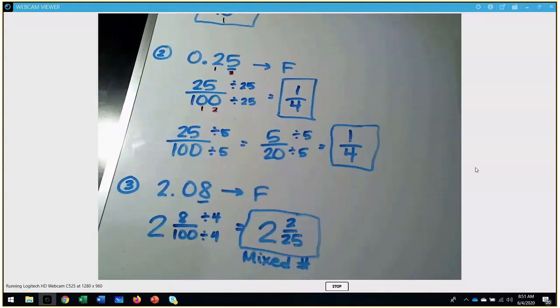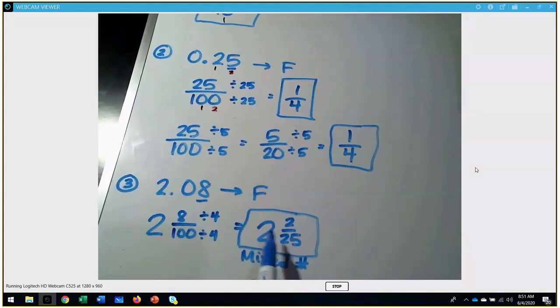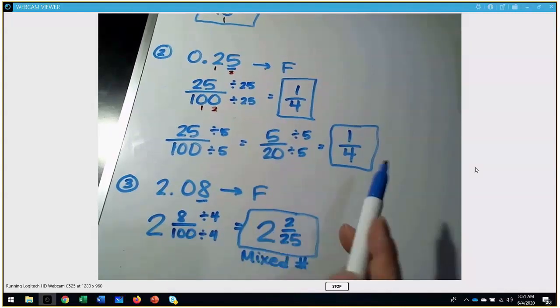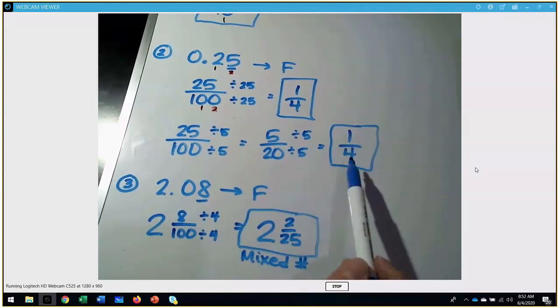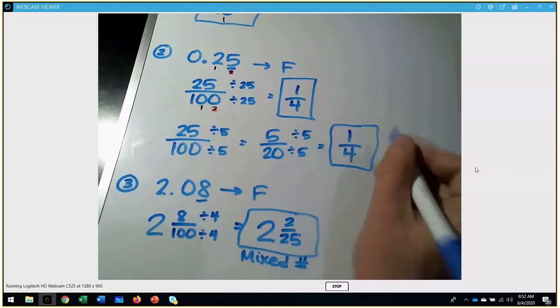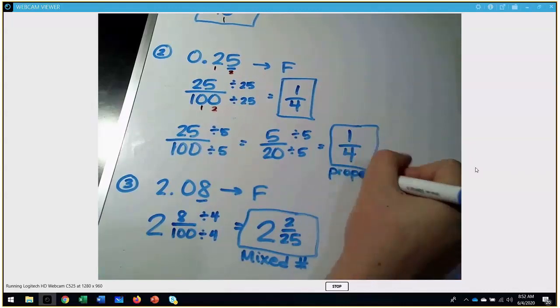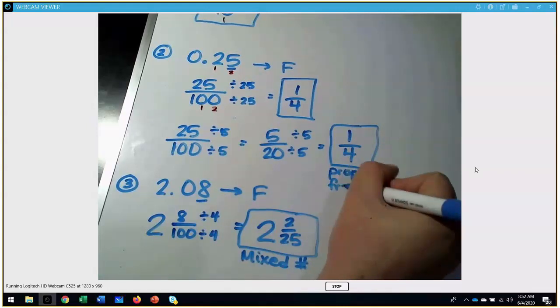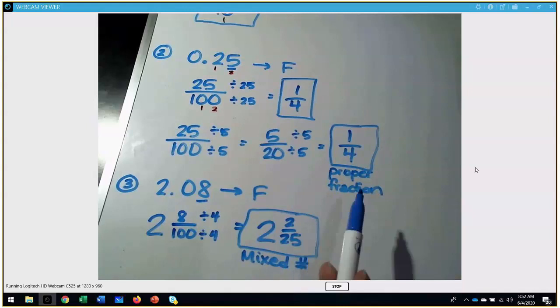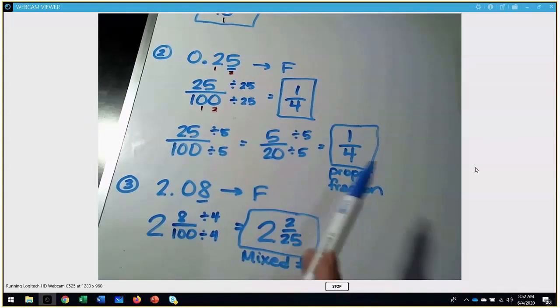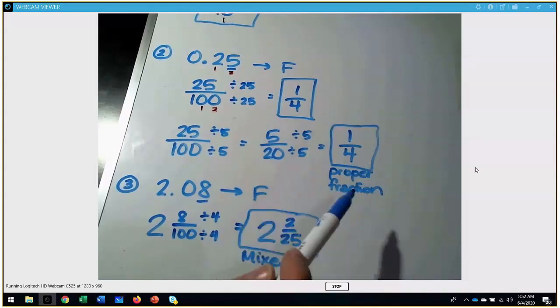You guys can't see that. Mixed number form is when you have a whole number in front. When you have a fraction where the numerator is less than the denominator, like this 1/4 here, this is called a proper fraction. And then there's something called an improper fraction. Improper fractions are when the top is bigger than the bottom, usually.